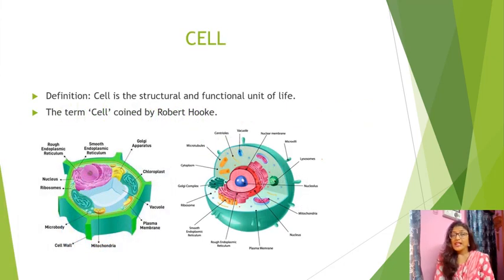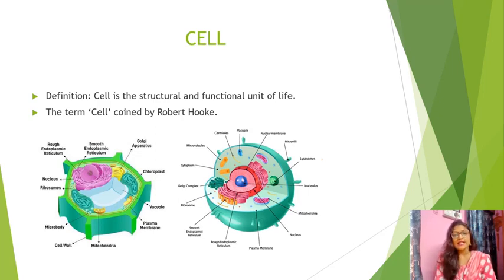Cell. Cell is the smallest particle that helps to form the body. We can call the cell the structural and functional unit of life. That means the total organism's body is made up of a number of cells. How the cells are arranged and how they perform their functions, on the basis of that the organism's body will work. So we can call the cell not only the structural but also the functional unit of life.